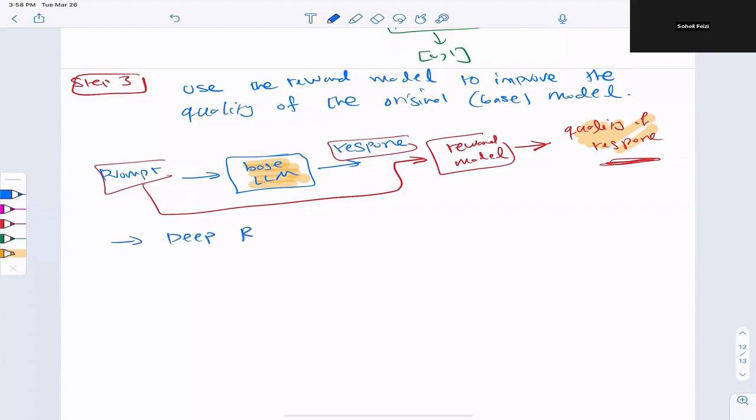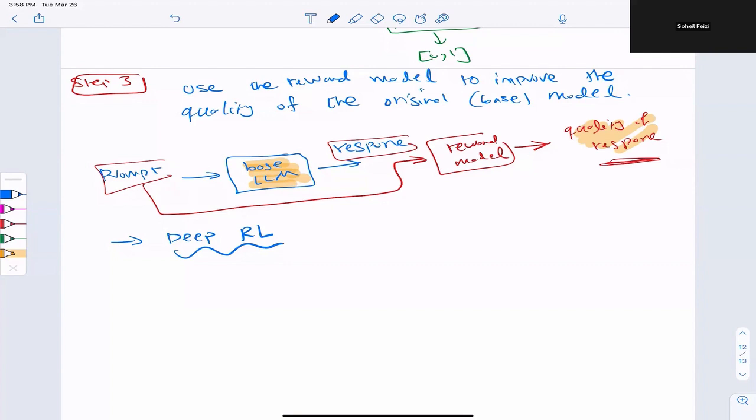Deep reinforcement learning, and you can use different algorithms in order to do that. We are going to discuss those algorithms in the next part of today's lecture. But broadly speaking, this is how it is being trained. So first, you have a good base model. You gather a lot of inputs and outputs. You fine-tune your model. Good.